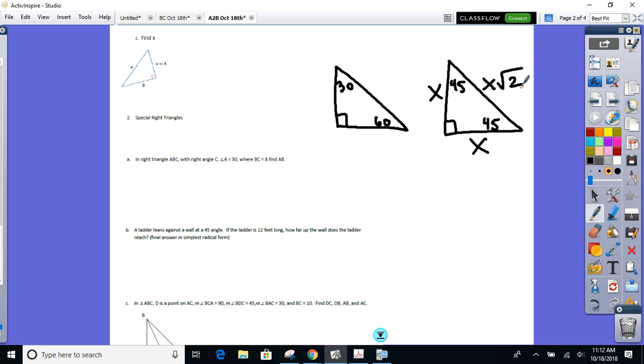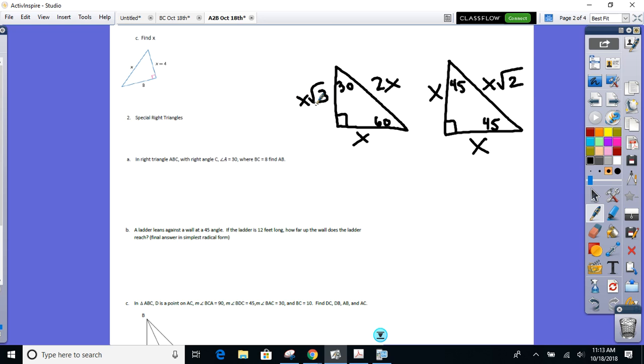30, 60, 90. Okay, hold on. The side, where's the smallest side up here? Anybody know the smallest side? Across from the smallest angle? In our case, 30. So the side across from 30 is always x. The hypotenuse, double it. The hypotenuse will be double the side across from 30. And the side across from 60, x radical 3.